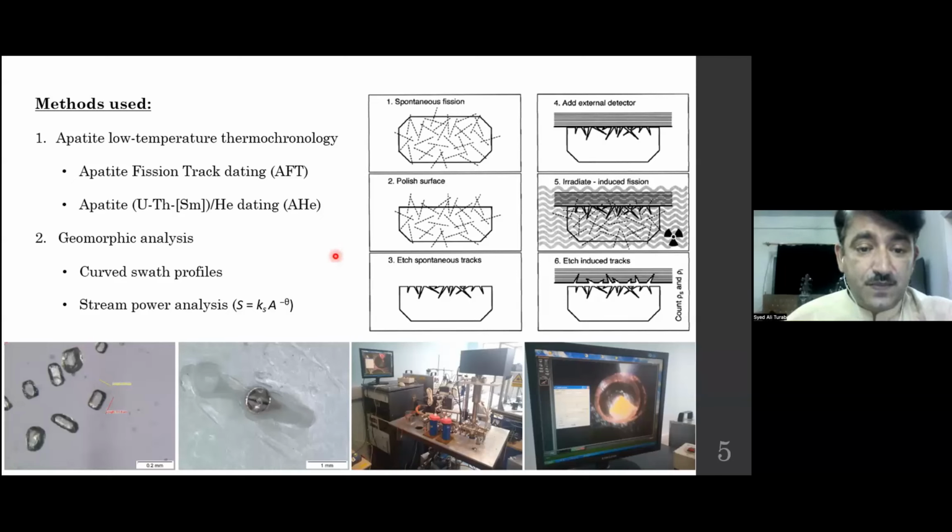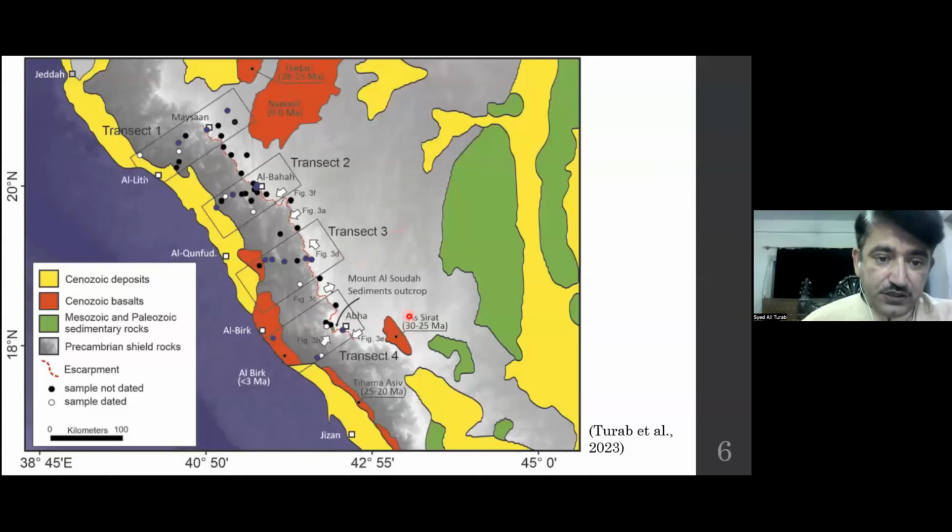This is the map of the study area showing the distribution of the different rock types and the location of the samples collected. The red shows the Cenozoic volcanic rocks. The yellow is the Cenozoic surficial deposits. The green is the Mesozoic and Paleozoic sedimentary rocks. And the area that is not colored, which shows the hillshade in the background, shows the rocks belonging to the Arabian-Nubian shield.